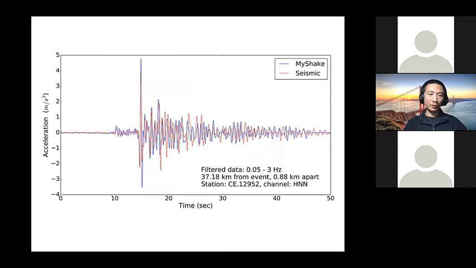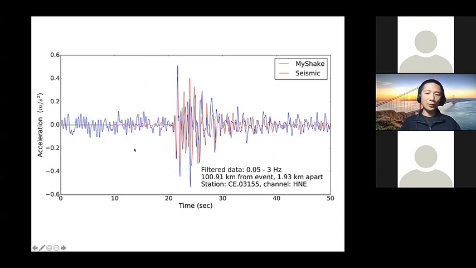And also in terms of the quality of the recording, this is comparing the MyShake recordings with the nearby seismic stations. This is about 40 kilometers from the earthquake, and the MyShake sensor and the traditional sensor are about 1 kilometer apart. Overall, you can see the P wave here, the S wave starts here, and the general shapes match very well. In terms of amplitude, MyShake seems to have a higher amplitude.